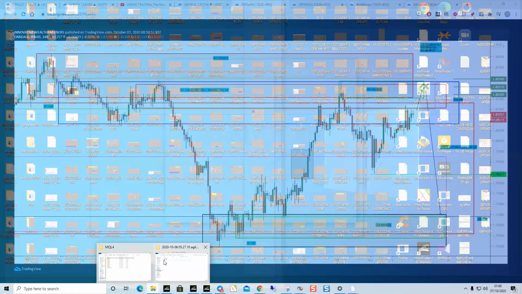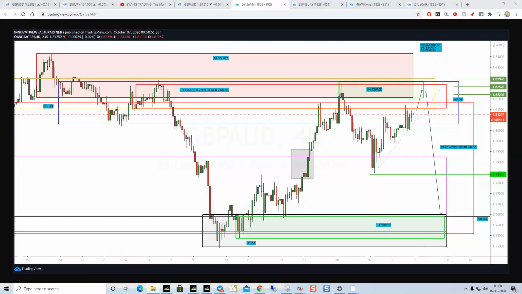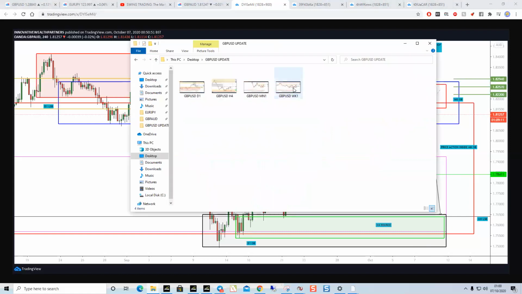So we also have one for, let me just find it. I just analyzed pound USD also. So let's look at that.